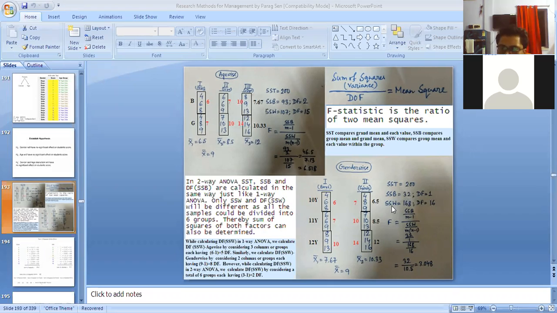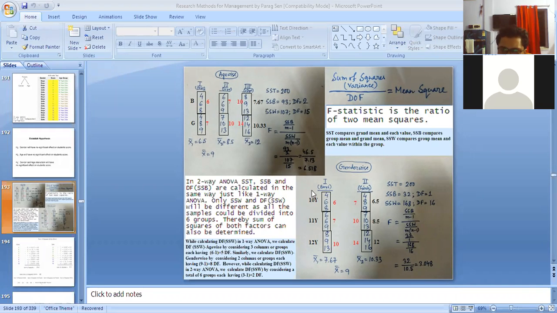Then sum of square within. The degrees of freedom is 16. Why 16? Because there are 9 elements in a column, so the degrees of freedom for this column is 9 minus 1, 8, plus 8. Okay, 9 minus 1 is 8, so your degrees of freedom is 16. And what is your sum of square within score? The sum of square within is 168. Why is it 168? How are you getting that?